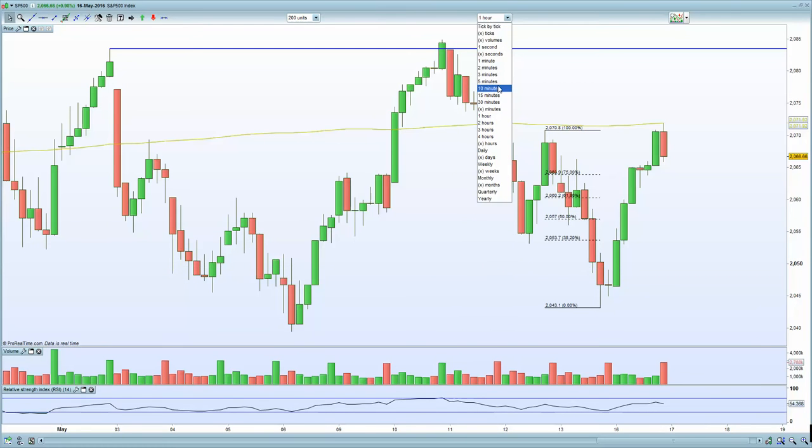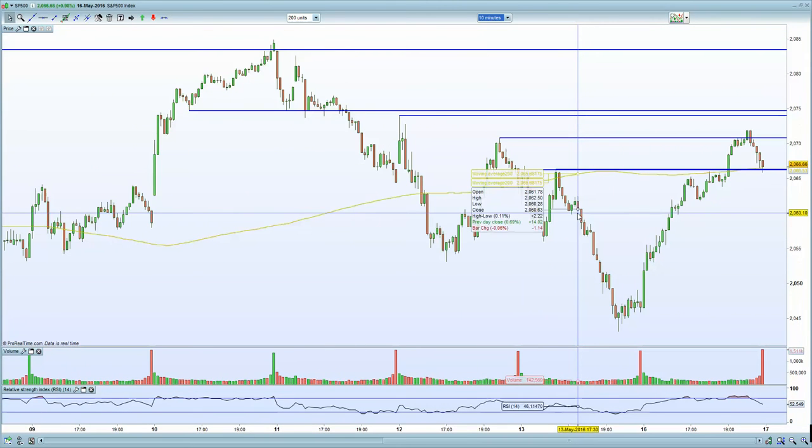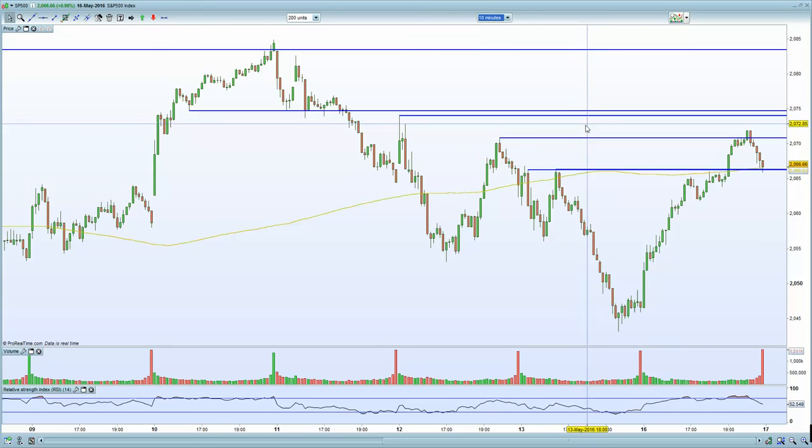Now, in terms of the actual move itself, it was very impressive given the fact that we had a potential pivot low at 2040, and I think we were as low as 2030 early on. Obviously, this market has rallied from 2040 all the way to 2070, so it was a 30-handle rally, which was very, very impressive, to say the least.